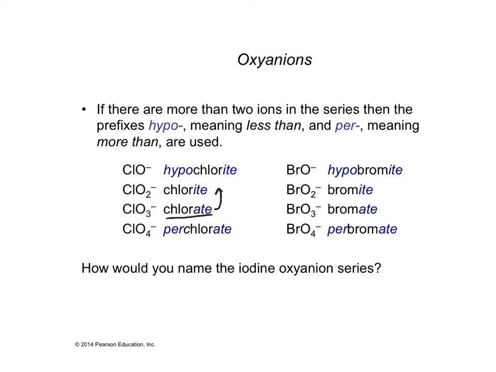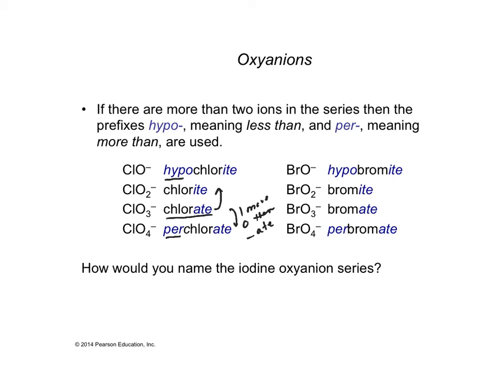Then what we use are these little prefixes, okay? So per means one more, okay? So perchlorate has one more oxygen than the -ate, okay? So again, if I know chlorate and I have perchlorate, I know it has to have one more oxygen than whatever the -ate was.